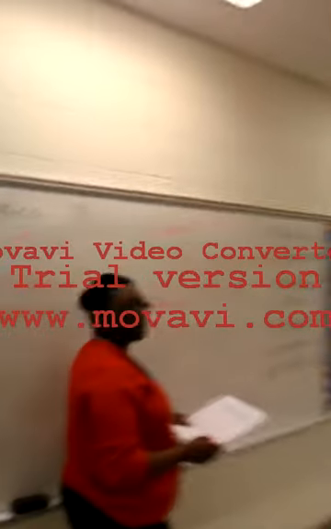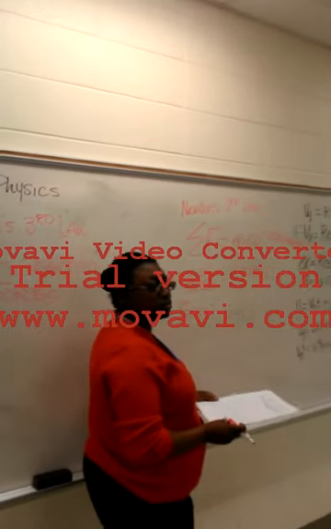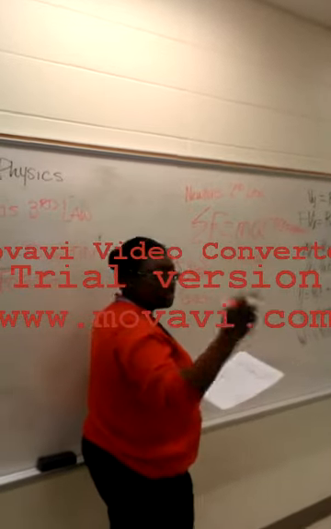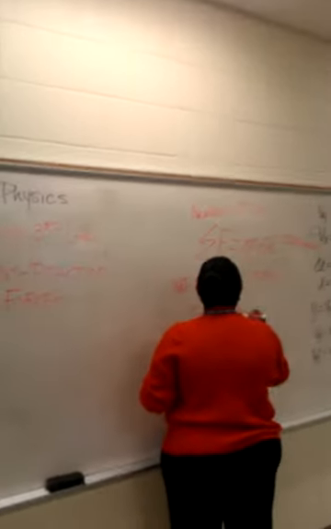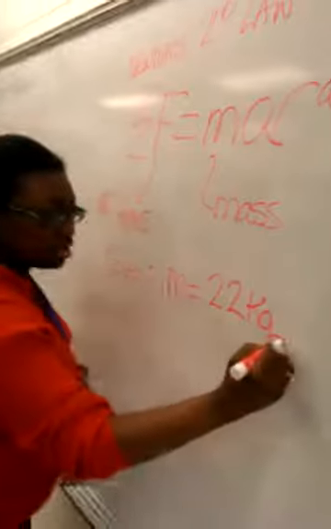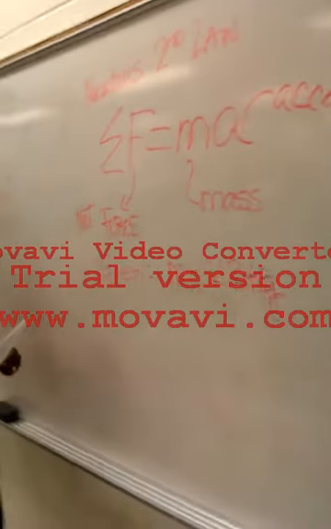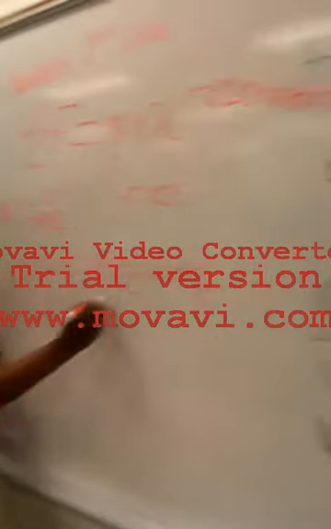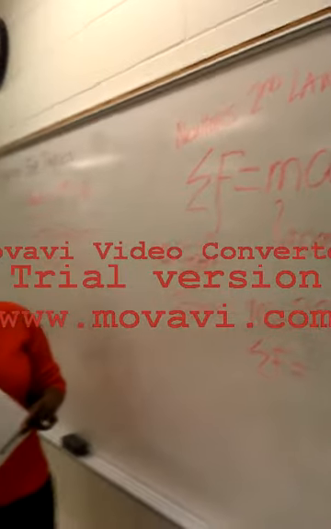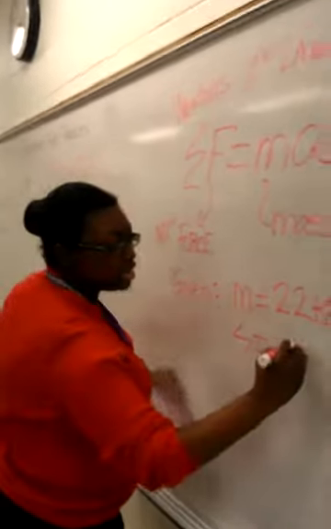Now, what information did they give me to solve this problem? They gave me the mass. So mass is what? 2.2 kilograms. Thank you. And what else did they give you? They gave you the net force. Very good. And what did they say the net force was? 1.6 newtons.